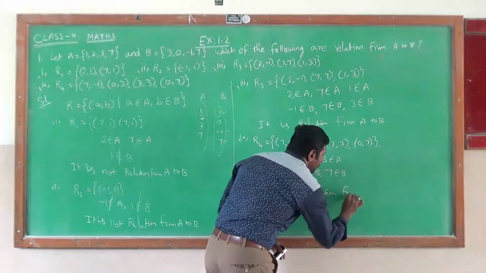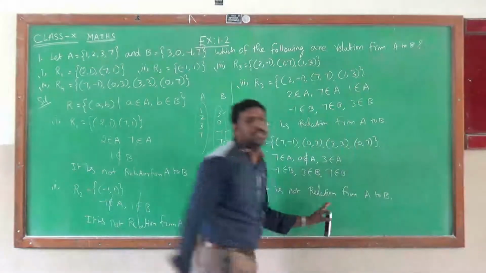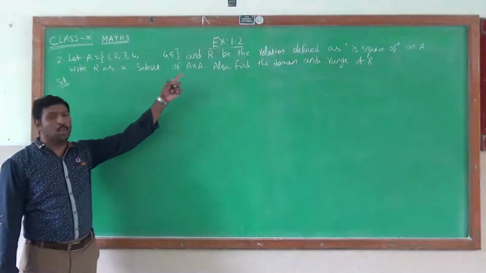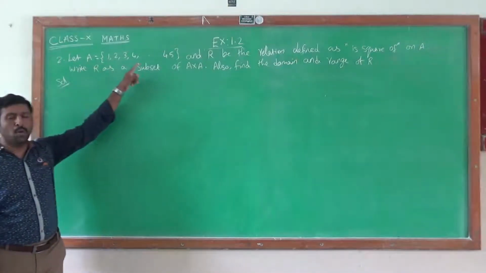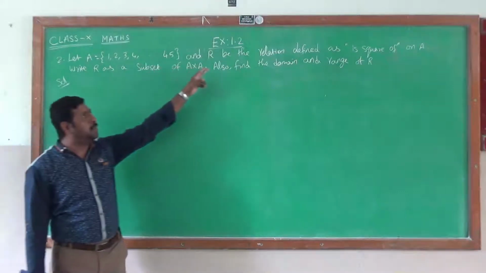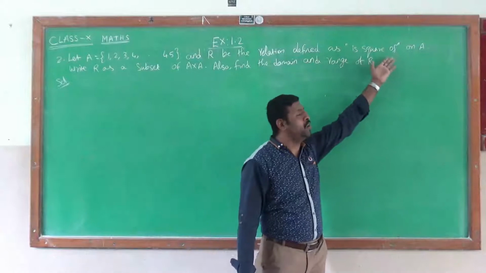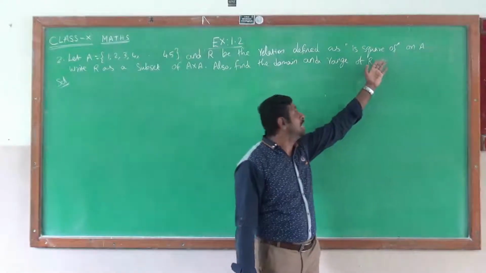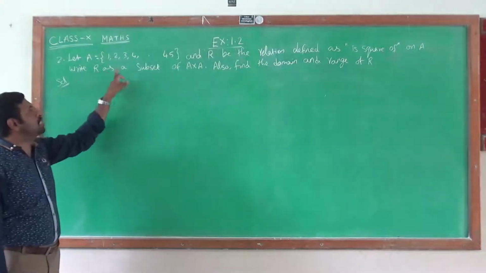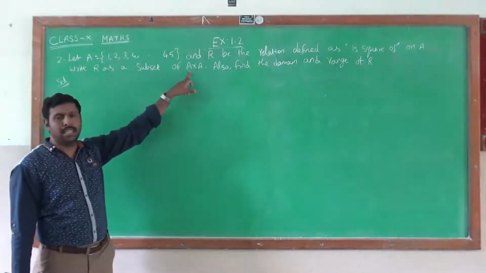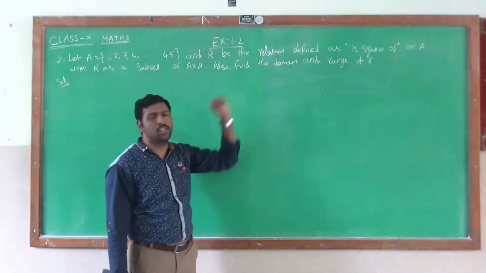Relation from A to B. Exercise number 1.2, question number 2. Let A be the set {1, 2, 3, ..., 45}, and let R be the relation defined as 'the squares of' on A. Write R as a subset of A cross A. Also find the domain and the range of R.